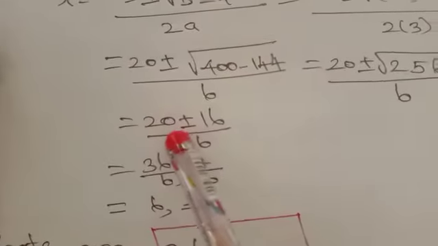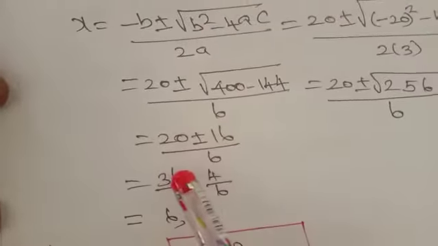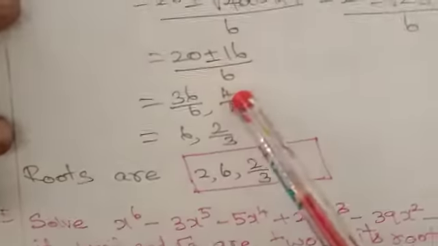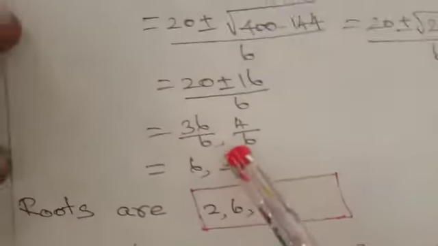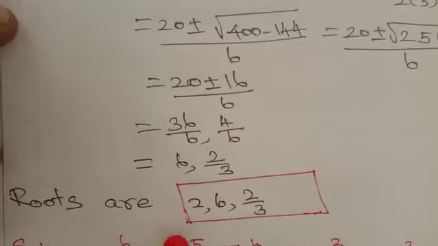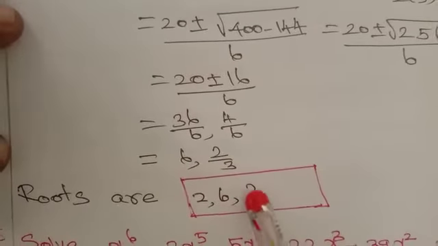That is 20 plus or minus 16 by 6. That is 36 by 6, and 4 by 6. We are getting 6 comma 2 by 3. So what are the roots? 2 comma 6 comma 2 by 3.